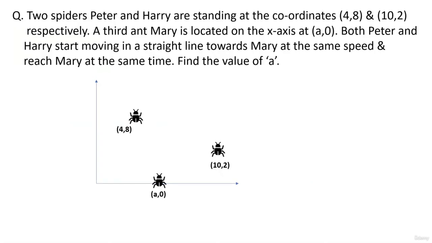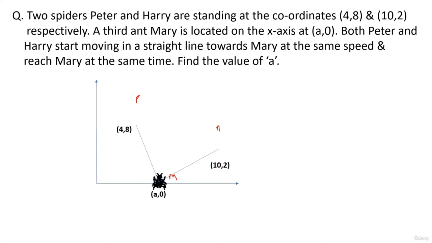So the two spiders, Peter and Harry, are given here. This is going to be Peter and this is going to be Harry. And this is going to be Mary, right? So they travel towards Mary at the same speed and reach Mary at the same time, something like this. They start together and they reach Mary at the same time.